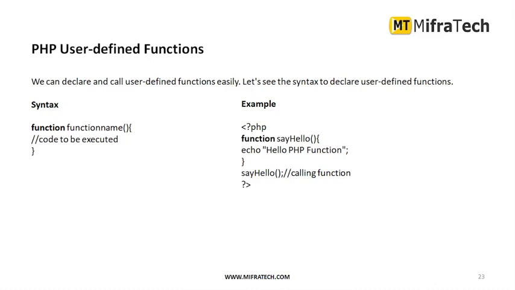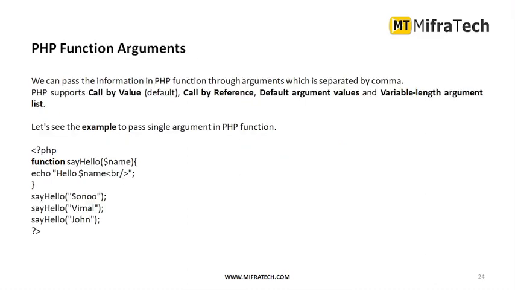User defined function. We can declare and call a user defined function easily. Function name, the simple one. Example: function sayHello, echo "Hello PHP function". When the function name is called, the output will be printed.